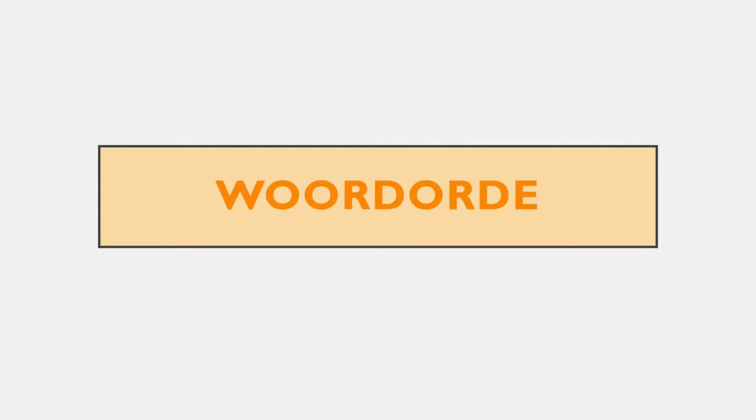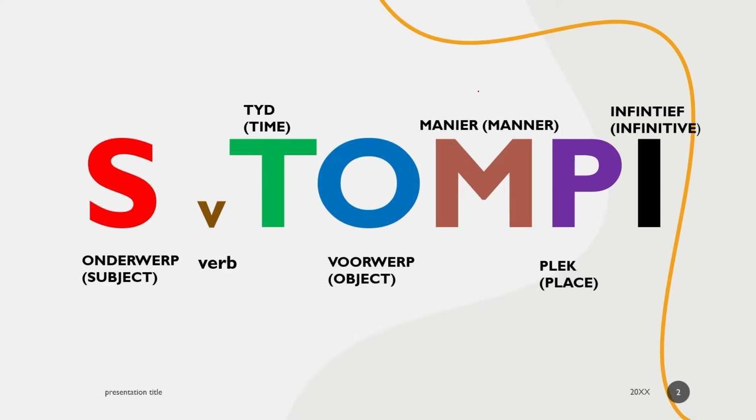Hi guys, today we're going to look at woordorde. Woordorde is what your sentence structure is in Afrikaans. And I'm sure you all know the infamous STOMPI. S is your subject, V is your verb, T is your time, your tyd, object, manner, place, and infinitive.